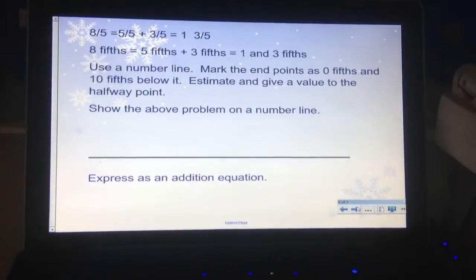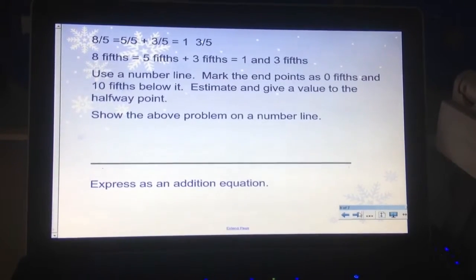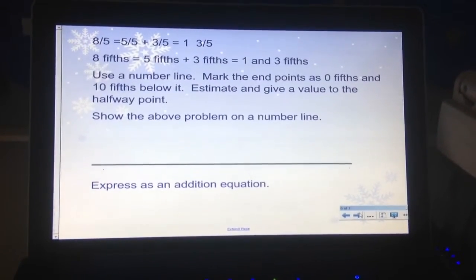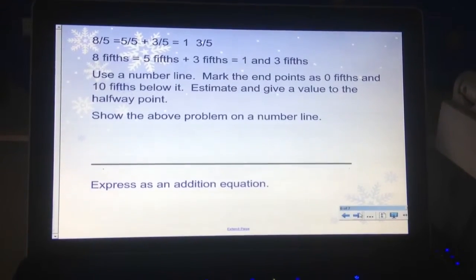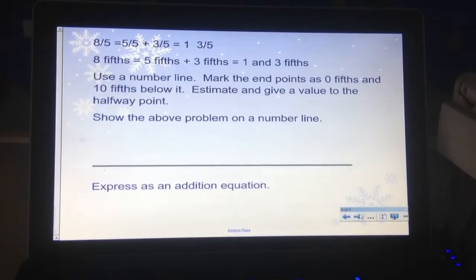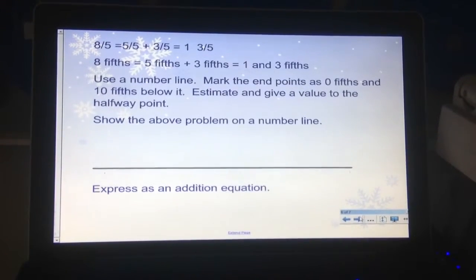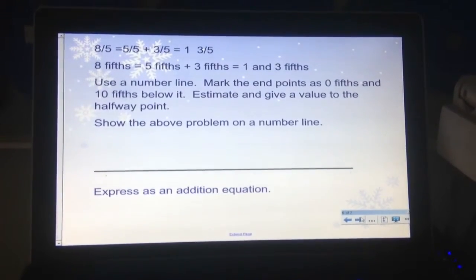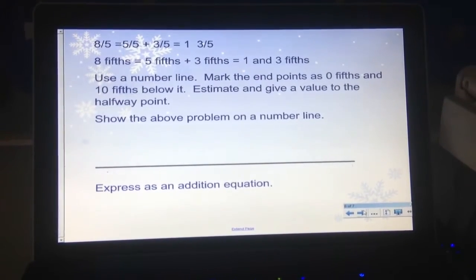We'll look at one last one today. Okay? This one shows 8/5, and they're saying that that could be equal to 5/5 plus 3/5. And they're saying that would be equal to the mixed number of 1 and 3/5. Again, they want us to use the number line to show our answer.